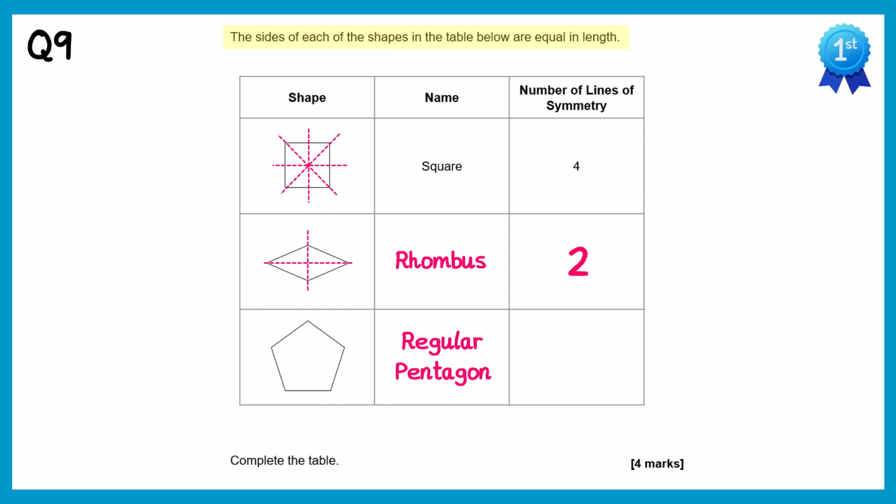For the pentagon, there are actually 5. We could draw a line from any of the corners to the middle of the opposite side. So this one here, but there's also this one, this one, this one, and this one. So we write down 5.